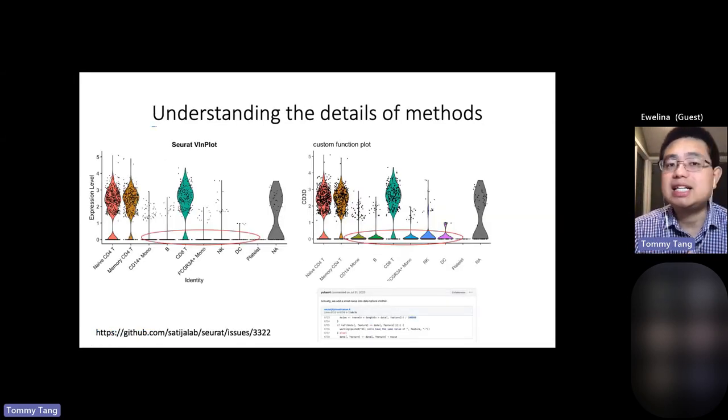You also need to understand the details of methods. For example, here is the gene expression value of CD3 in different cell types in this simple PBMC data. This one is generated by the Seurat function, and this one is generated by my own custom function, on exactly the same data. But what's going on here? You don't see those things in the Seurat plot. It turns out that Seurat added some noise to cancel those out before plotting. So you need to understand those small details.